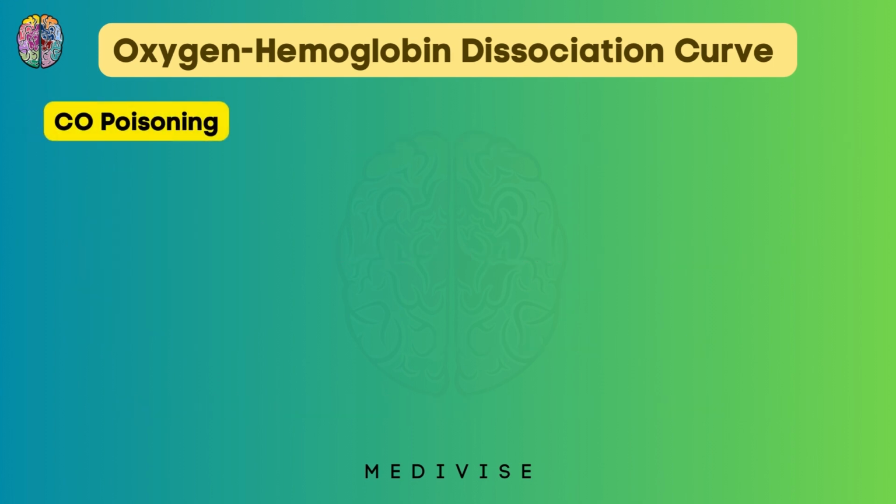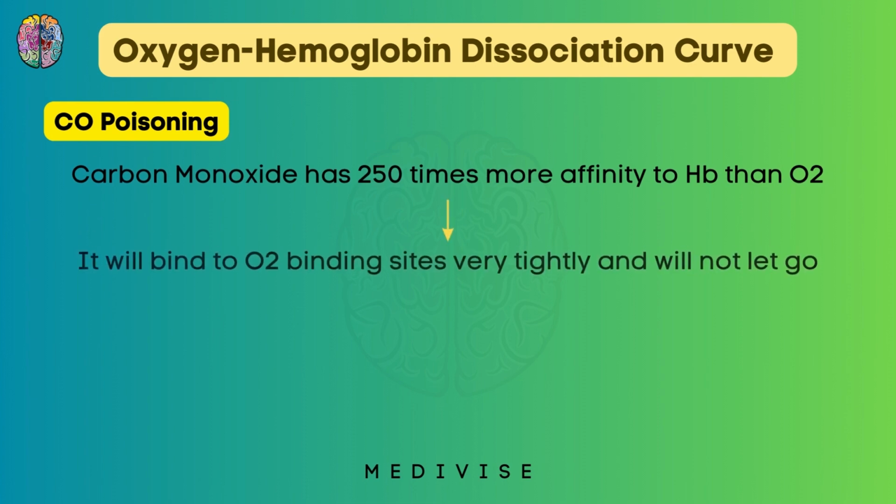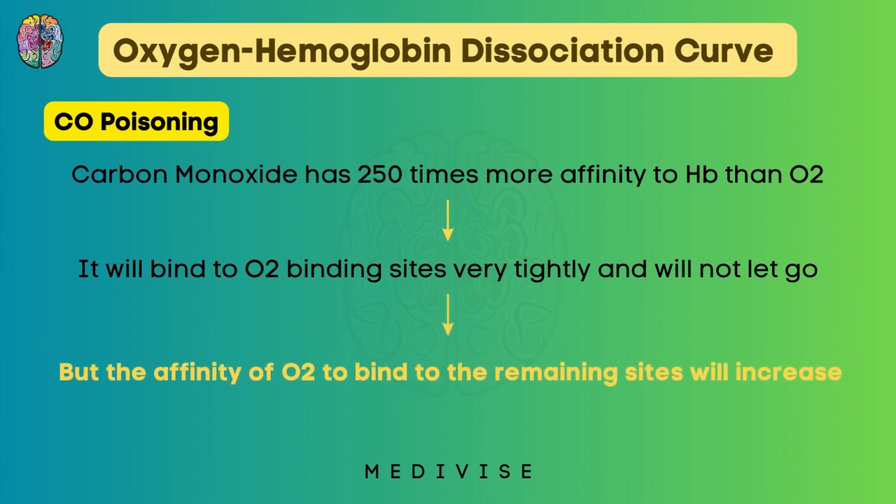Now, what about carbon monoxide poisoning? What happens here? Carbon monoxide has about 250 times more affinity to hemoglobin than oxygen. So it will come and bind to the oxygen binding sites very tightly and will not let go. And if it does so, there will be some sites remaining in the hemoglobin where nothing is sitting, and there the affinity of oxygen is going to increase.